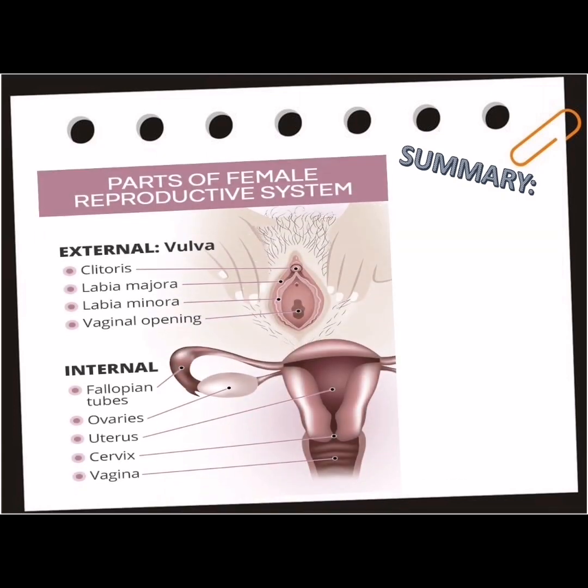The female reproductive system is divided into external and internal parts. The external parts or vulva is composed of the clitoris, the labia majora, the labia minora, and the vaginal opening. The internal parts include the fallopian tubes, ovaries, uterus, cervix, and vagina.